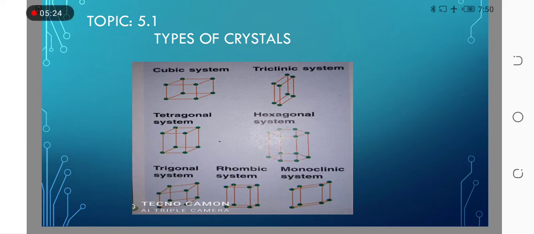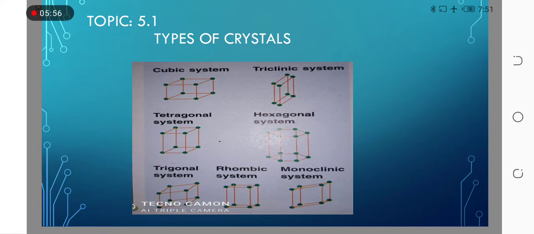Now come towards the tetragonal system. Tetragonal system crystals result from stretching of a cube lattice along one of its lattice directions, so that the cube becomes a rectangular prism with a square base. You can see in the tetragonal system, the base is square while all the sides are of rectangular shape.